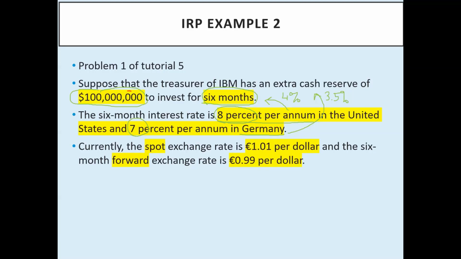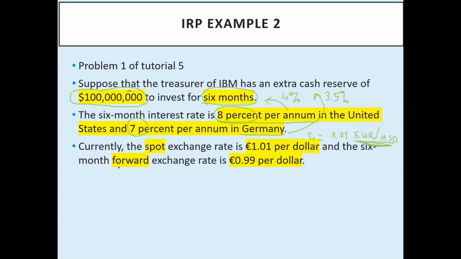We are also given information about the spot and the forward exchange rate. So at the current time, the spot rate is 1.01 euro per USD, okay? So be careful with the exchange rate here. This is the value of the USD in terms of the euro, okay?